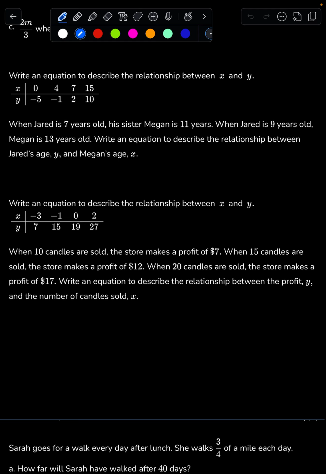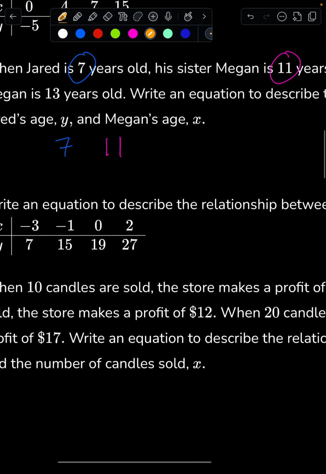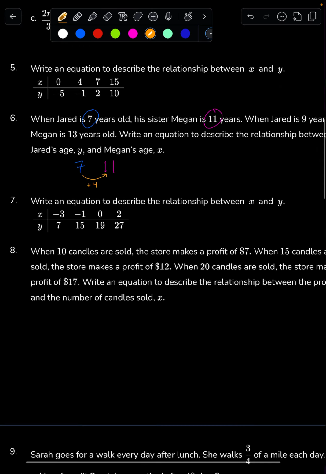So if I take a look at Jared's age, and I'll take a look at the first one, it says when he's 7 years old, Megan is 11 years old. And I'm just going to take a peek at this relationship real quick. So I look at these two numbers and I say, well, what do I need to do to get from 7 to 11? One thing that I could do is add 4 to get from 7 to 11. If this is actually the pattern, I need to verify this by looking at the other situation.